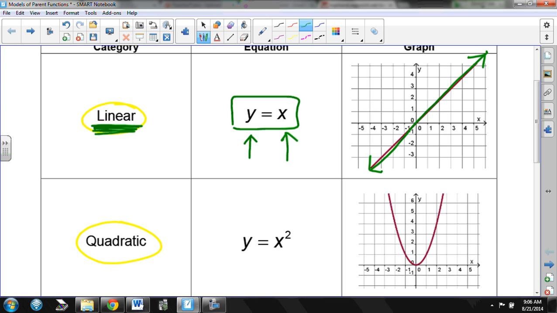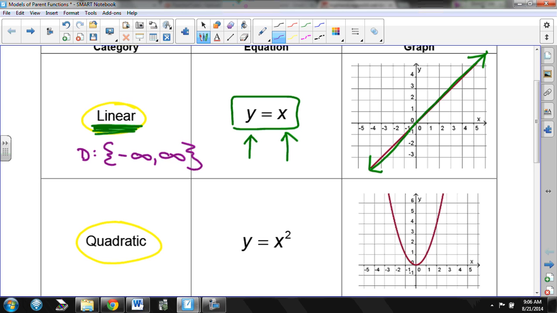What are the domain and range of this linear parent function going to be? Hopefully you remember from Algebra 1, domain is the set of all x values. So for this linear parent function y equals x, what can x be? If you look at the graph, we can go as far left or right as we want to on this graph, can't we? So the domain of the linear parent function is going to be all real numbers. From negative infinity all the way to positive infinity. Any x value we want to pick is going to be on that graph somewhere.